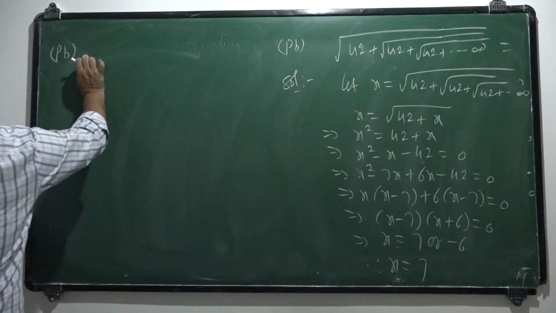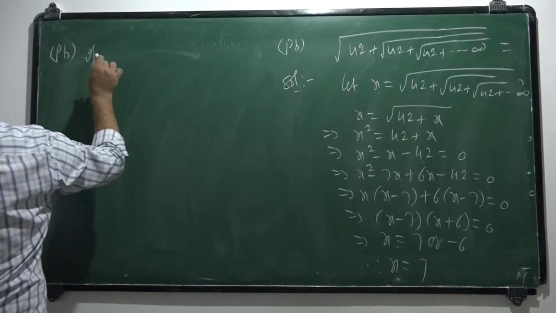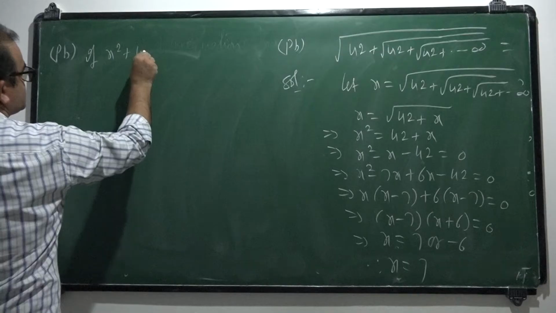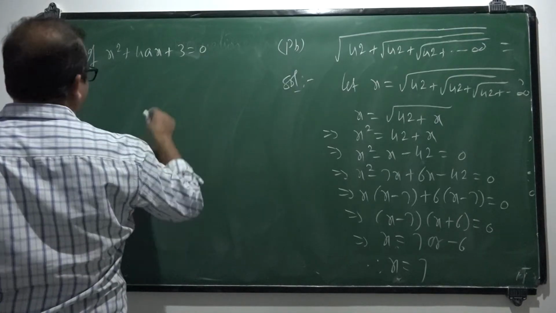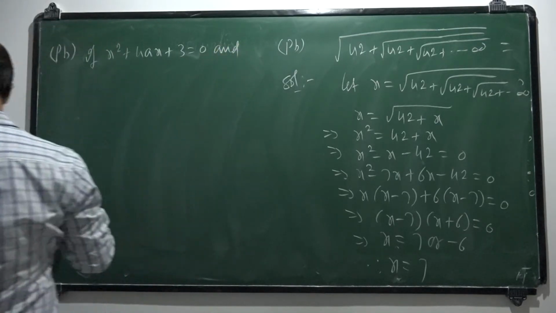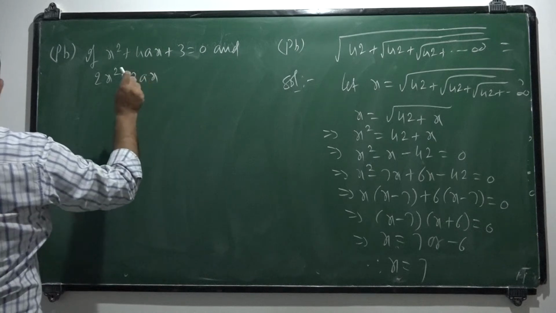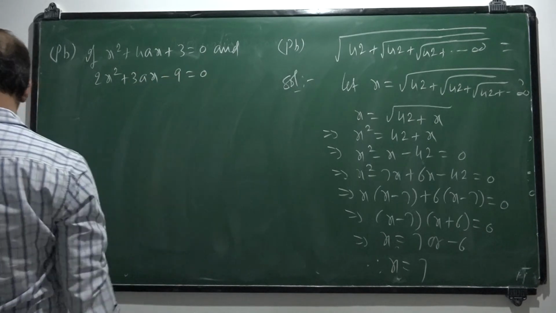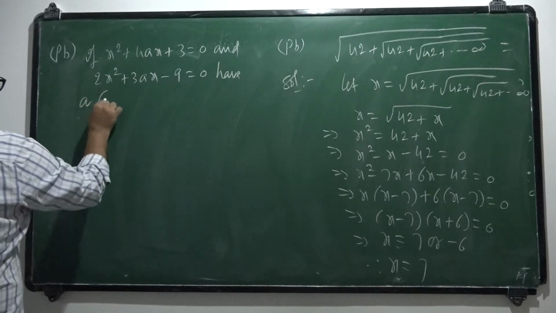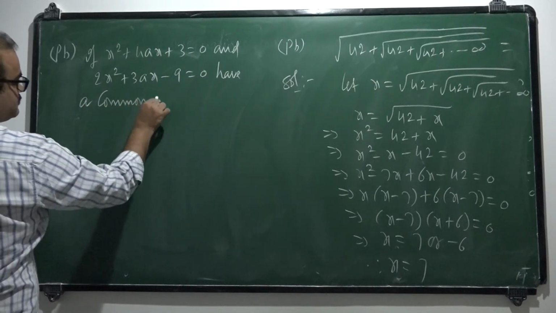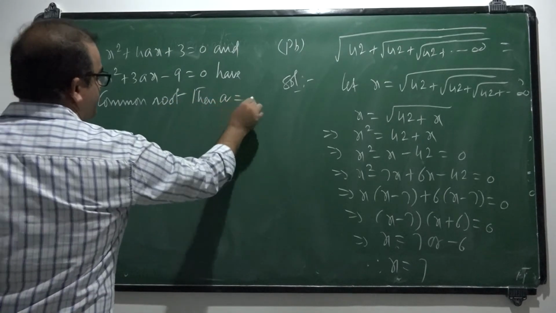Next problem. If x square plus 4ax plus 3 is equal to 0 and 2x square plus 3ax minus 9 is equal to 0 have a common root, then a is equal to.